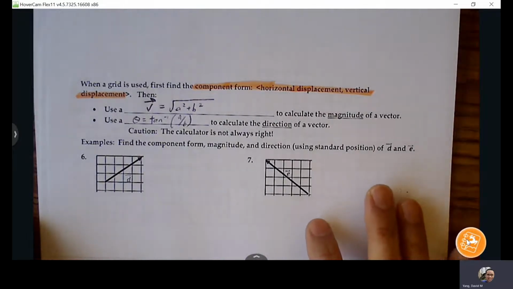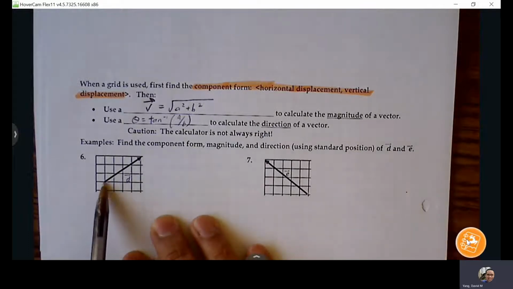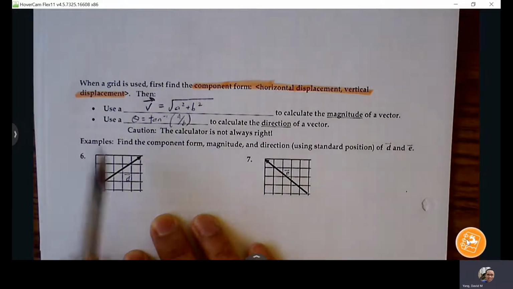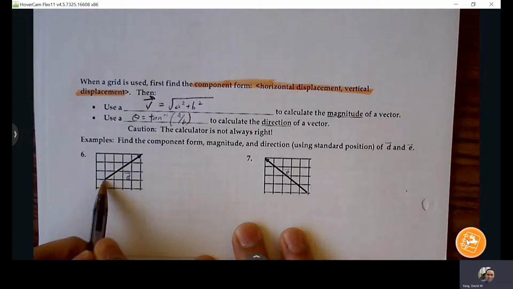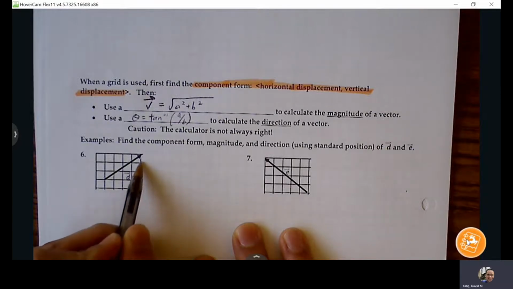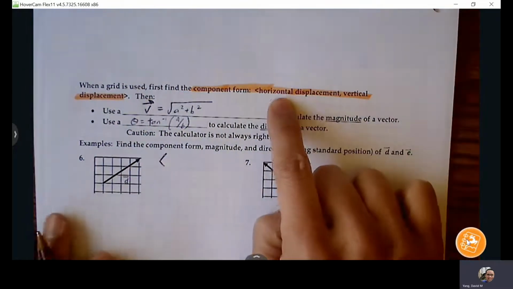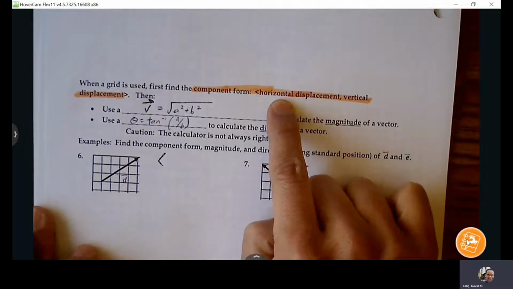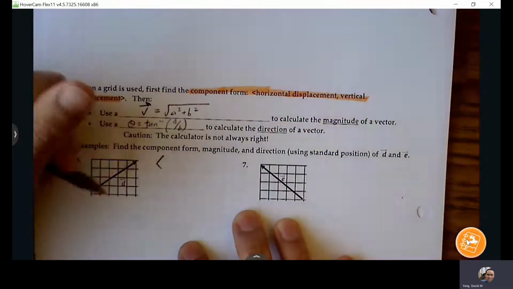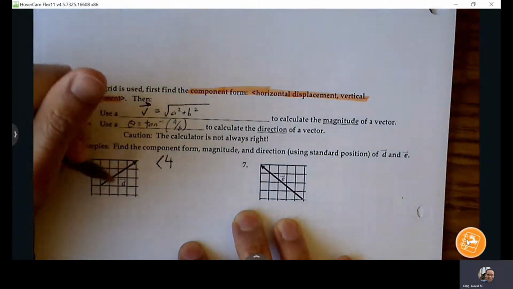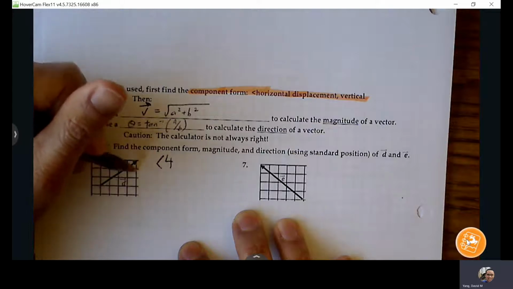Okay, using standard position. So we see that vector D starts at this point and ends at this point. Imagine that any vector that you're working with, pretend like the vector you're seeing is the hypotenuse of a right triangle, right? So we have a horizontal component, 1, 2, 3, 4, and a vertical component of 4. So your component form is going to look like this. You'll use this bracket notation, and 4 units to the right, and 4 units, 1, 2, 3, 4.